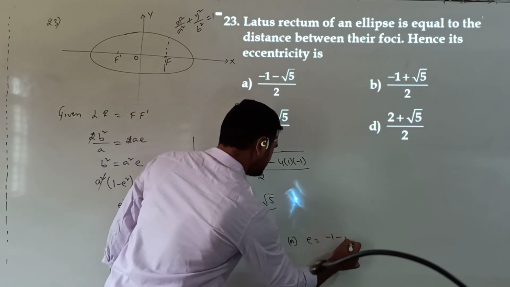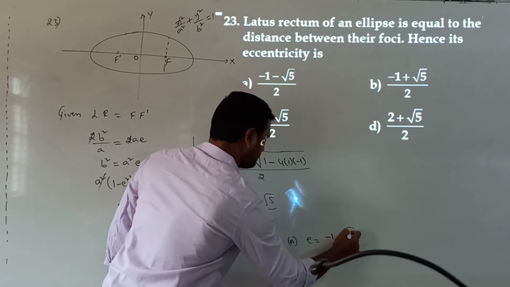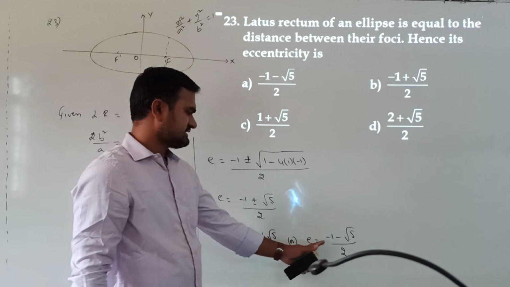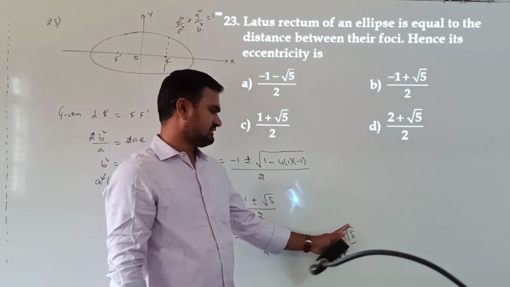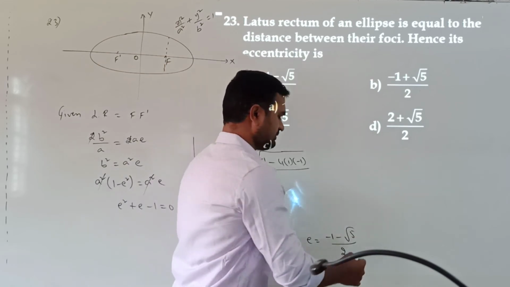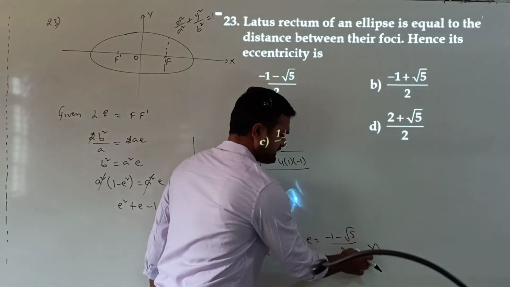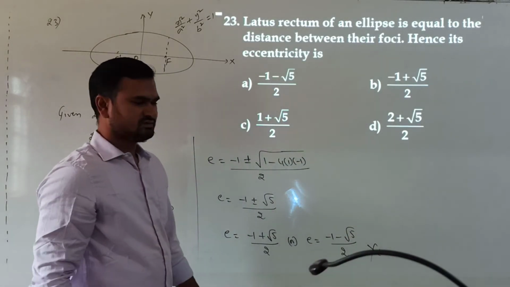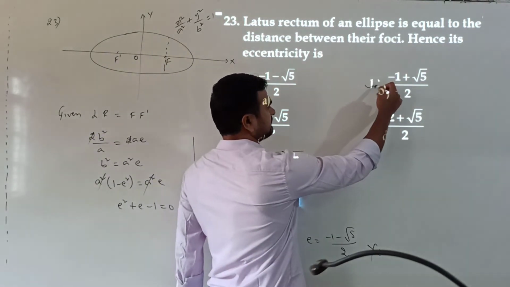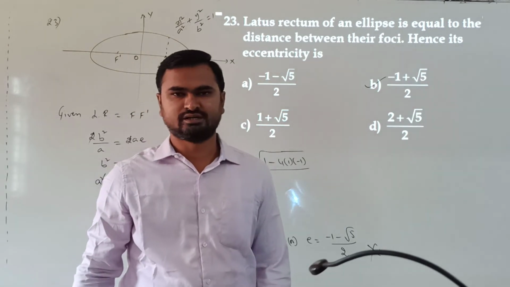Or e is (-1 - root 5)/2. Out of these two, you can see that in the second part, (-1 - root 5)/2, this is negative. So here we get e negative, but eccentricity cannot be negative for an ellipse. So the e value must be (-1 + root 5)/2. So you can take the second option as correct.